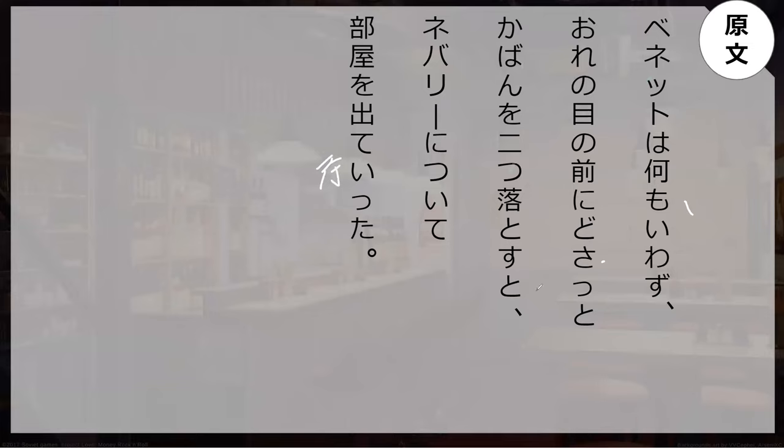And then neburi ni tsuite, meaning with regard to neburi. That's close. It's something else. I can't remember off the top of my head. Not toshite. But tsuite right here is to go along with. So going with neburi. Going with neburi. Heya o dete ita. I went out of the room. We went out of the room.